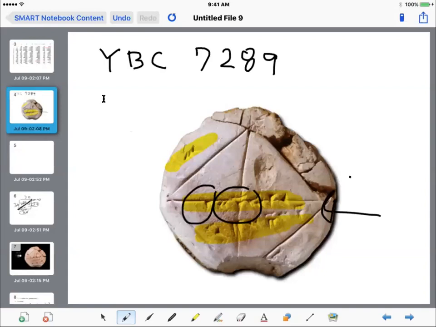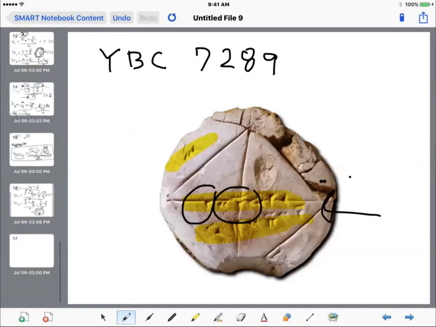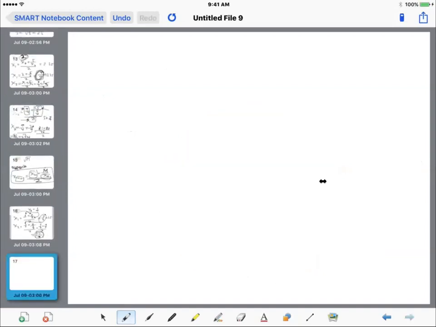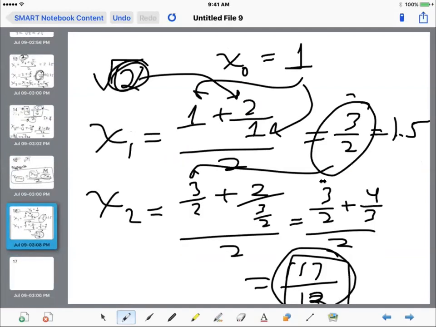On Delta Math tonight, you're gonna do five questions like this where they give you a starting point and ask you to calculate out, and you leave the answers as improper fractions, not as decimals. So you'll want to, like for this one, write 3/2 as one of your answers and 17/12 as the other.